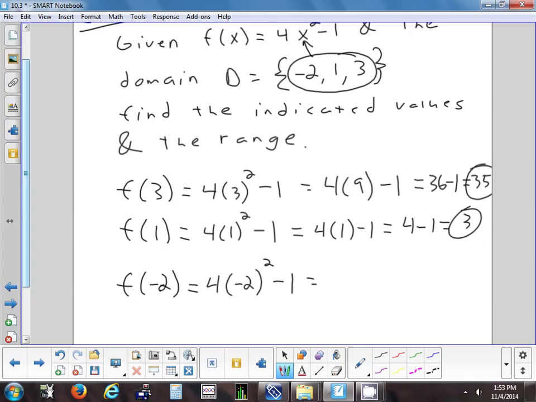Okay, now you got to be careful here because you're squaring a negative. What kind of number do you get when you square a negative? Positive, right? It's negative 2 times negative 2, which is how much? 4. So we've got 4 times 4, which is not 8, that's 4 plus 4. 16. And what's 16 minus 1? 15, good job. Okay, any question on that one? Seems okay with that?